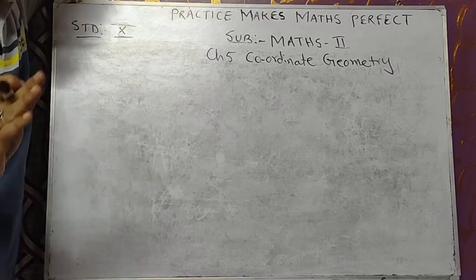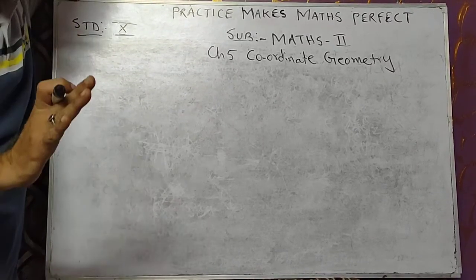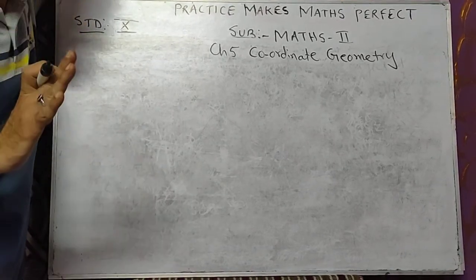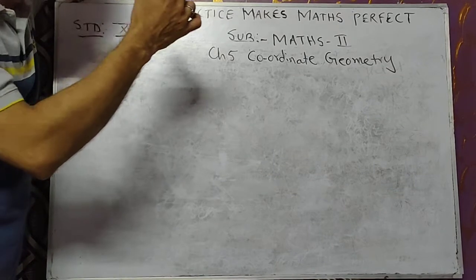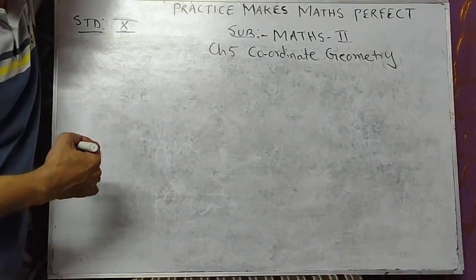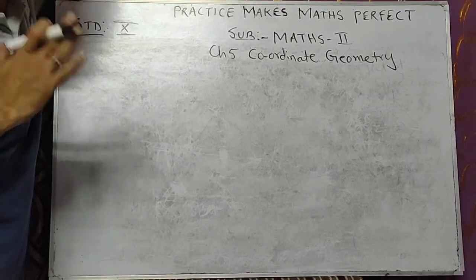Why? Because the points lie on xy plane. The points lie on xy plane means what? On graph you have x-axis and y-axis. Okay, so that is called xy plane.